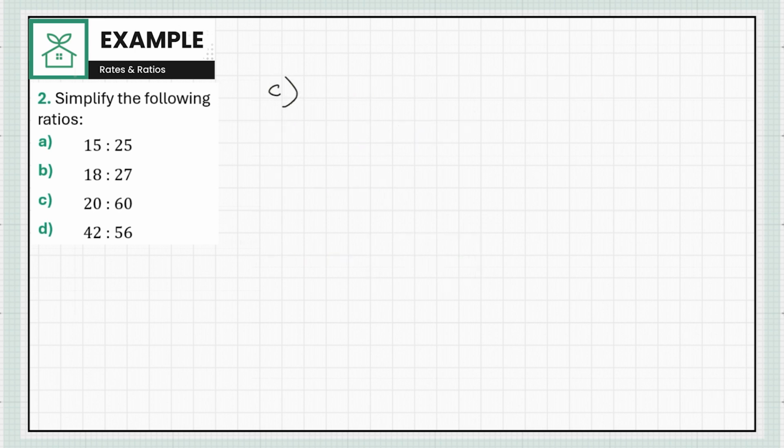Alright, looking at C, we have 20 to 60. Now, it's pretty easy to spot. The highest common factor between these two will be 20. So 20 to 60 will be equal to 20 divided by 20, which is 1, and 60 divided by 20, which is 3.